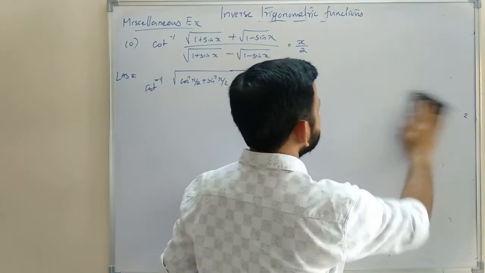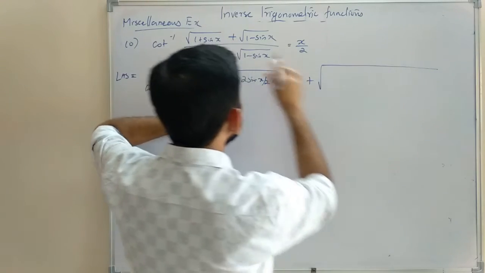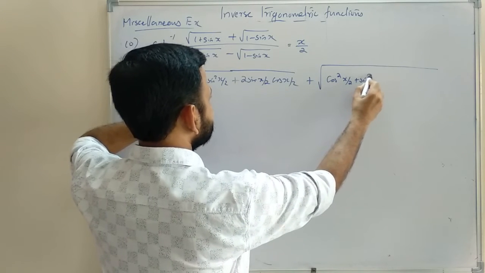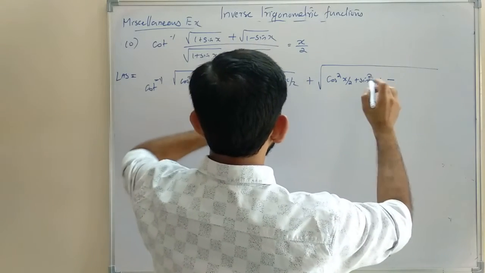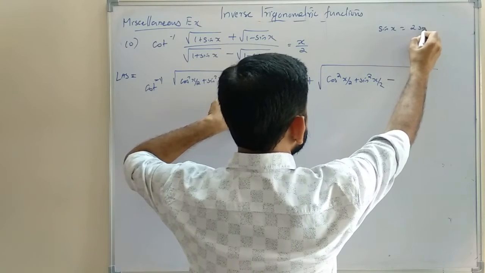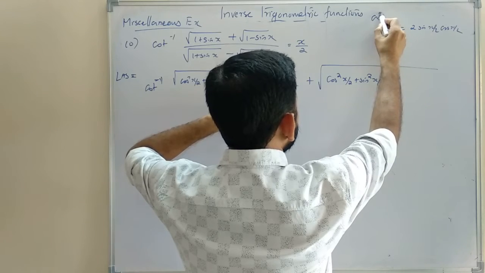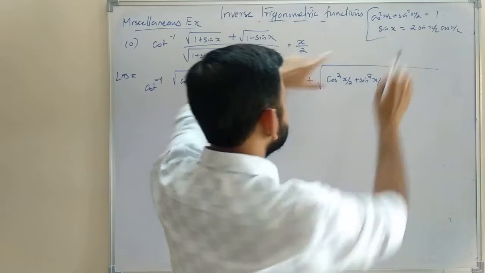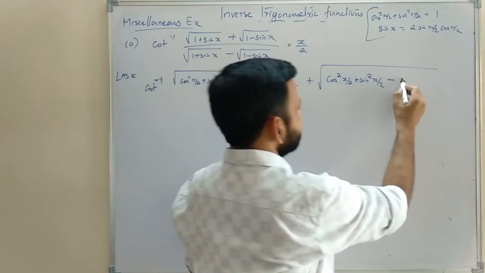So the same expression here also. Plus the second part, under root 1, that is cos square x by 2 plus sin square x by 2, minus sin x. So we have written sin x is equal to 2 sin x by 2 cos x by 2, and cos square x by 2 plus sin square x by 2 equal to 1. So we are using these two formulas.